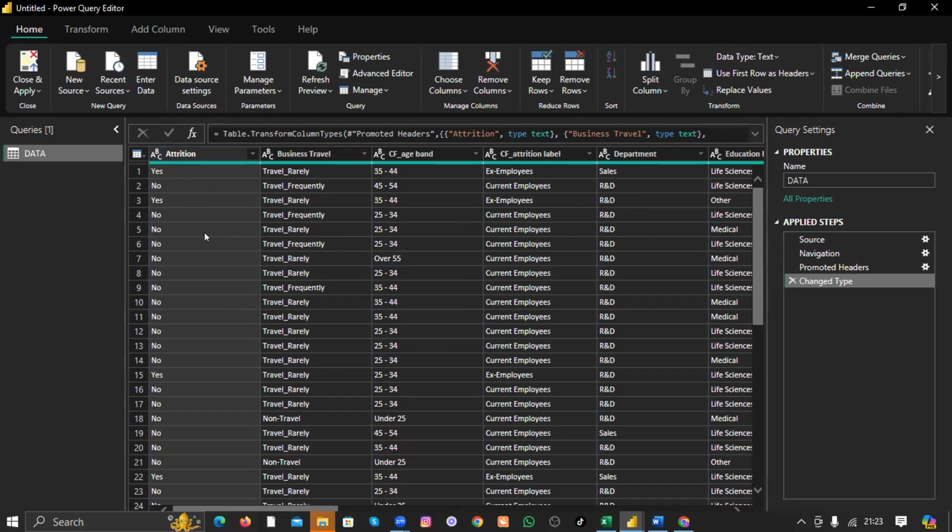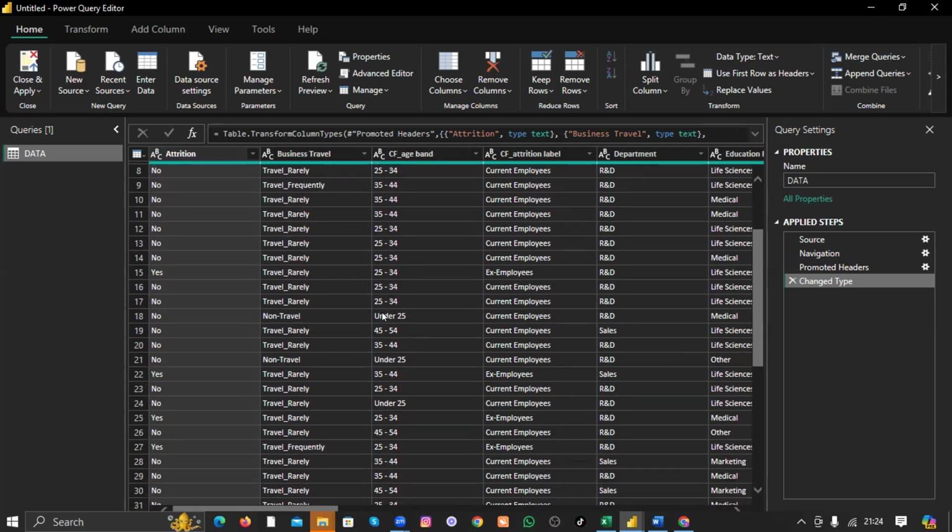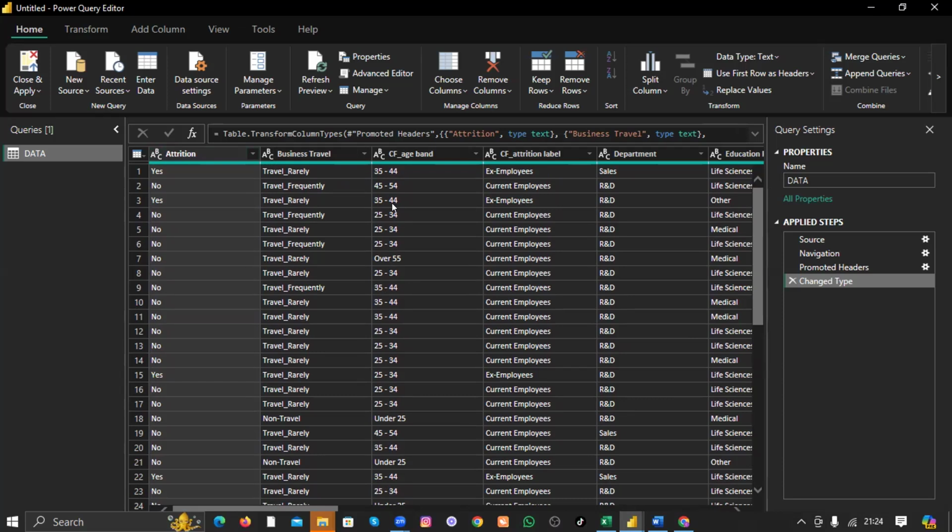So let's now look at the data types and make sure that we have all of them in the right data type. So this is text. Yes, no, yes, no is text. So ABC is correct. This is text as well. This is numbers, but it has text here. So once it has a mixture of number and text, it's going to see it as text. So this is text, it is correct. This is text, it is correct. This is text, it is correct.